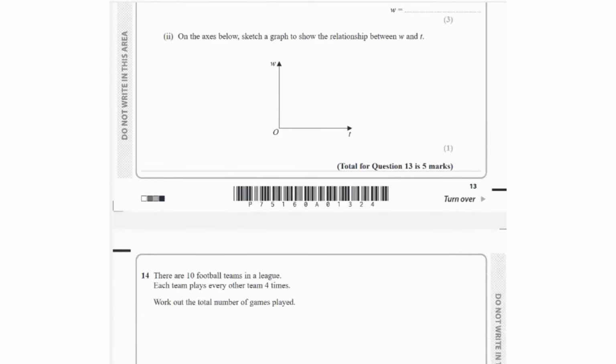Then on the axes, sketch a graph to show the relationship between W and T. So since W is directly proportional to root of T, the graph of that is going to look like this. That's the graph for something being directly proportional to the square root of another thing.